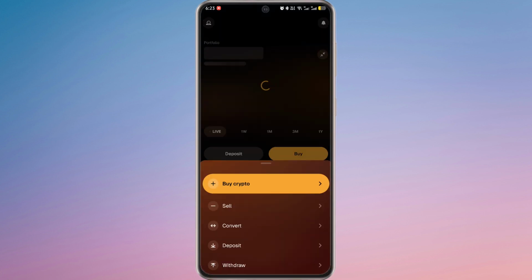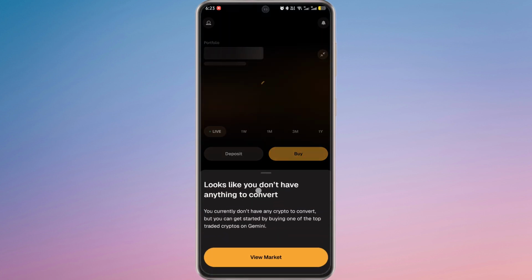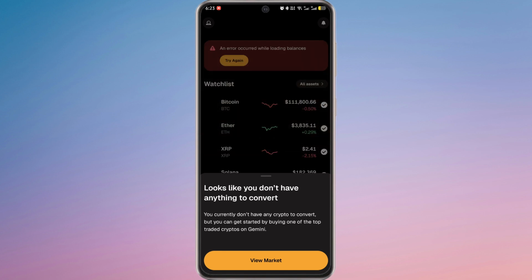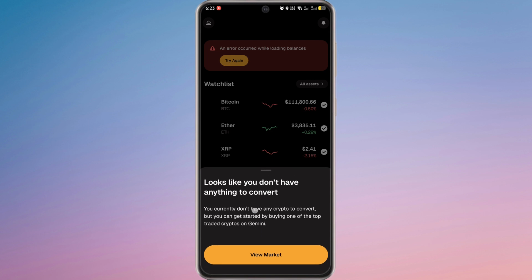The convert option allows you to instantly swap one cryptocurrency for another, such as converting Bitcoin to Ethereum or USDT. Simply select a crypto pair, enter the amount and confirm the conversion.